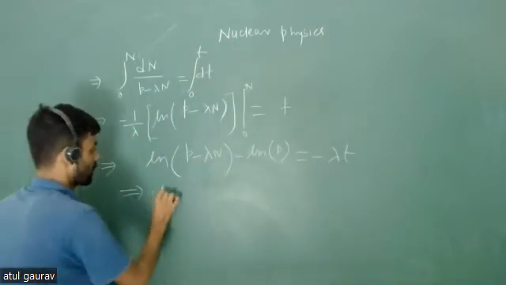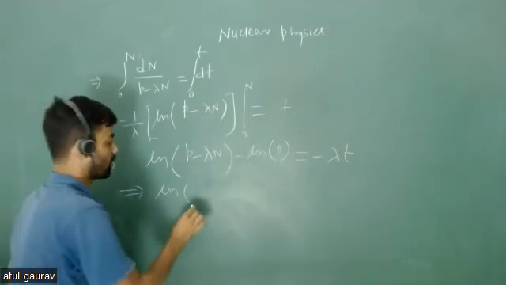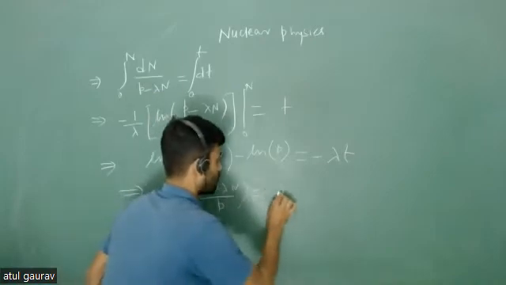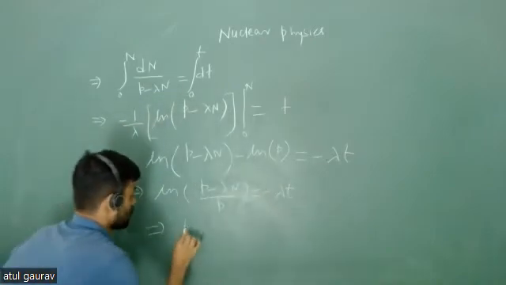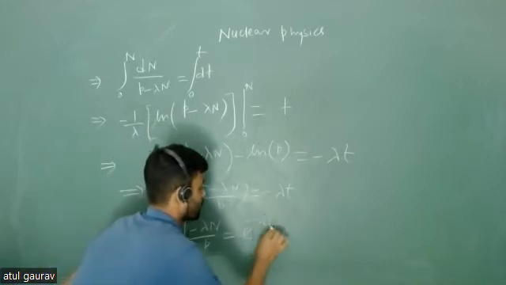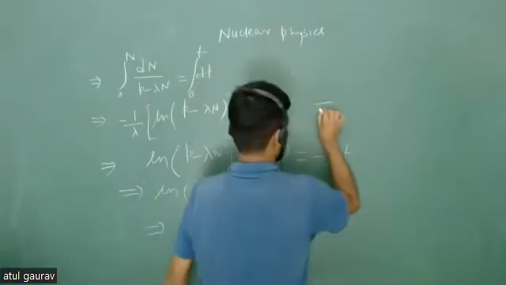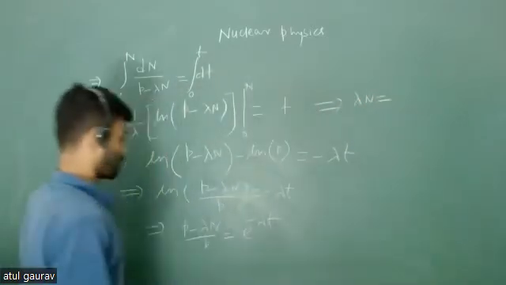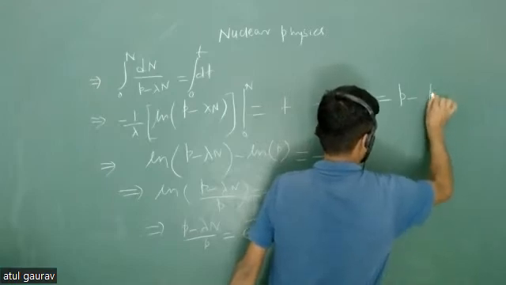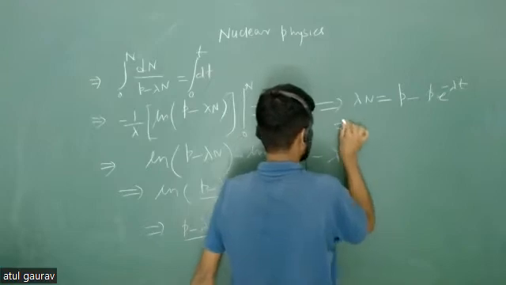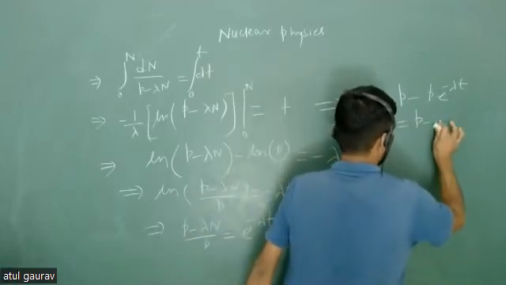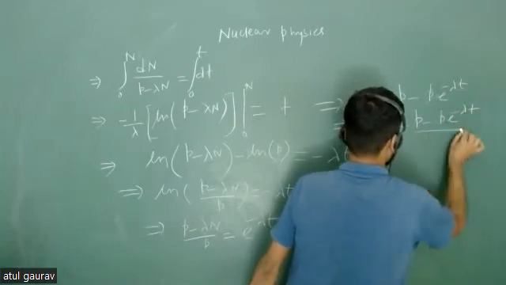What does it mean? It means ln b minus ln a, or a minus b, equals ln a by b. So it will be p minus lambda n divided by p equals minus lambda t. So p minus lambda n by p equals exponential minus lambda t. Okay, so lambda n will be how much? Lambda n will be simply p minus p exponential minus lambda t. So n, that is asked in the question, will be p minus p exponential minus lambda t, divided by lambda.